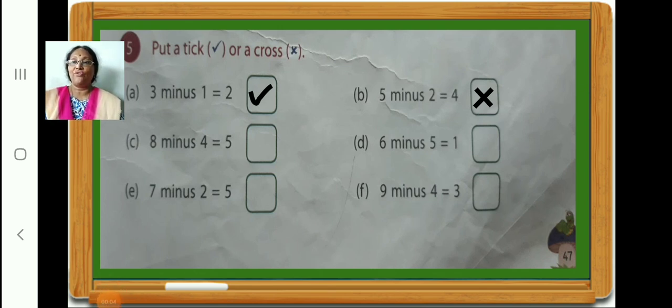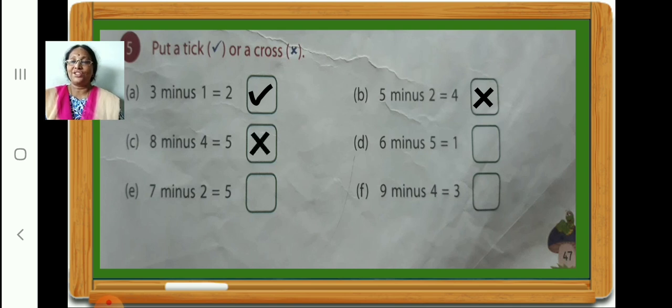8 minus 4 equal to 5. Do you think it is correct, children? No. 8 minus 4 is equal to 4. Therefore, let us put a cross.